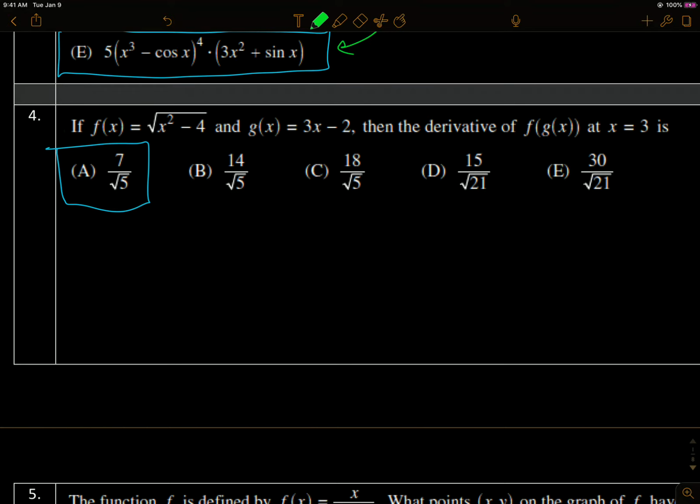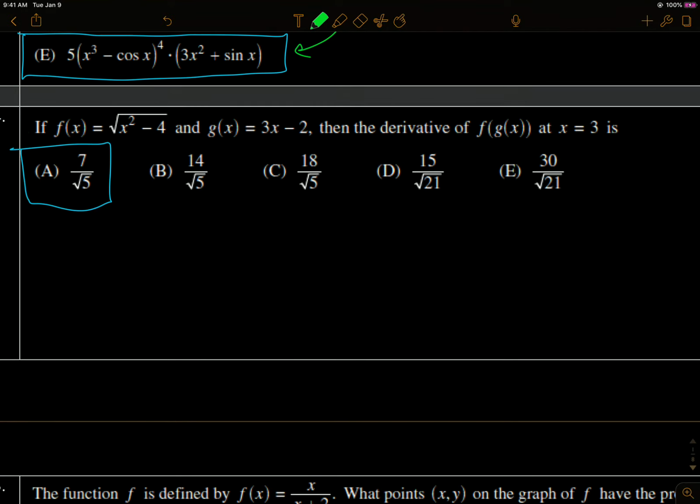Okay, for number 4, we've got another composition of functions. So I'm going to first just look at this guy. We want to find the derivative. So the outer function is f of x. The inner function is g of x. When I compose that, I write it like this, f of g of x. So that means it's a chain rule.